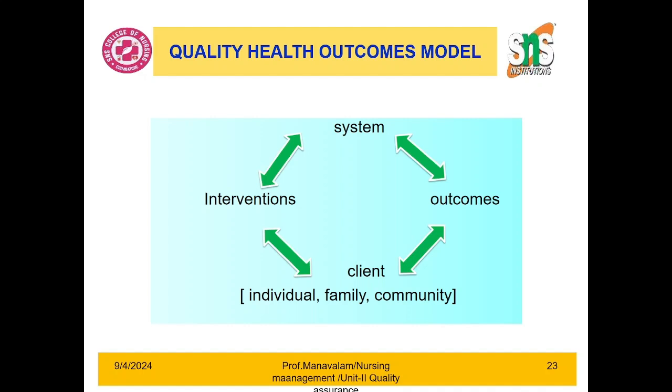Here the nurses have to always follow quality intervention, follow the protocols, standards, everything. Through that they have to deliver or implement the intervention. Next, move on to the client. Client, it may be an individual, family or community who is receiving the care. Next, outcomes. So after providing care, what will be the next results? We have to evaluate the outcomes. Here always we have to produce good or positive outcomes. That's all about the quality health outcomes model.